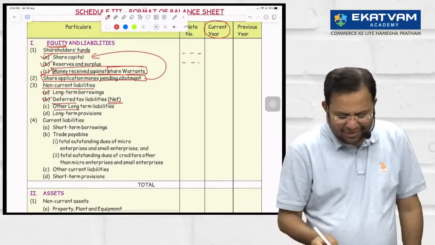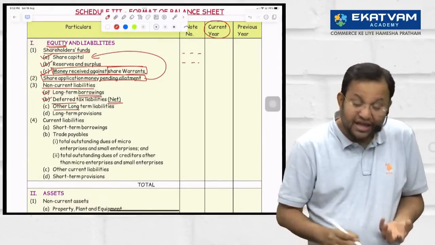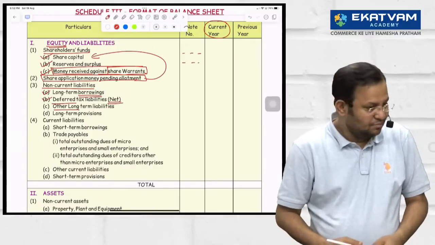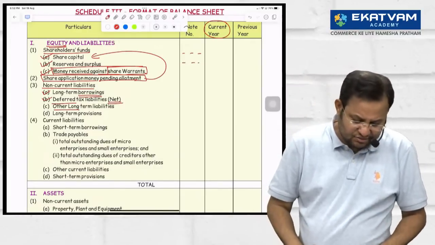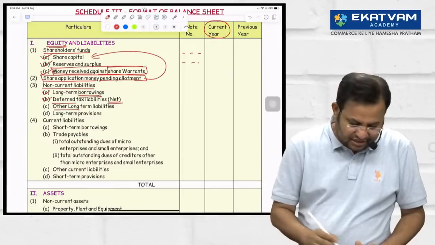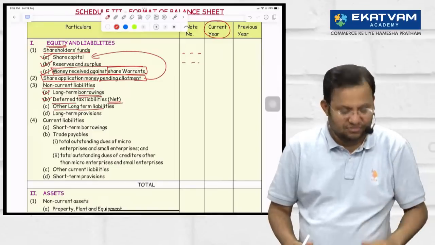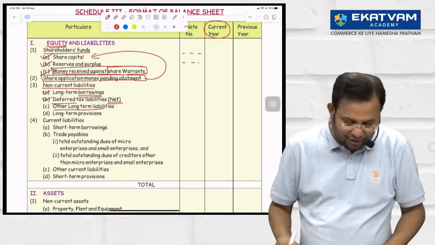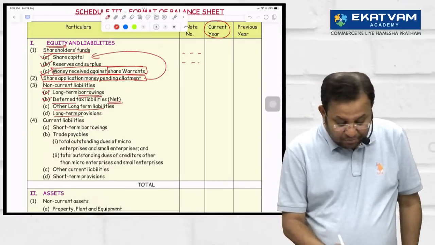Other long-term liabilities, other borrowing matlab loan. Oh, borrowing can be debentures also. Borrowing can be in the form of debentures, and loan can also be there. Deferred tax liability bola, others matlab which you cannot write about. That's what others. Other long-term liabilities, other long-term liability and long-term provisions.